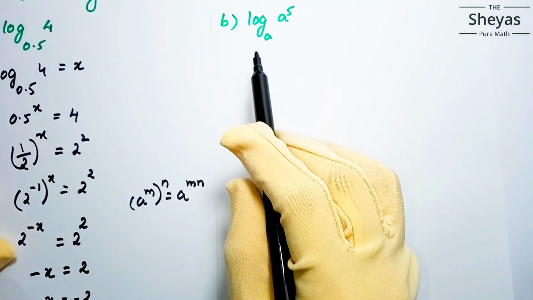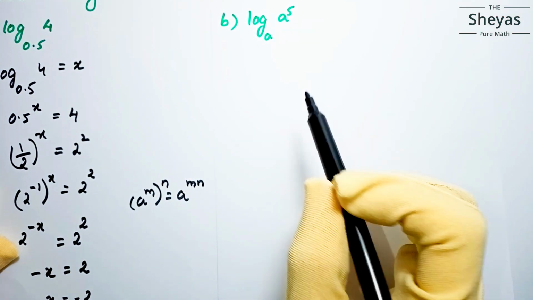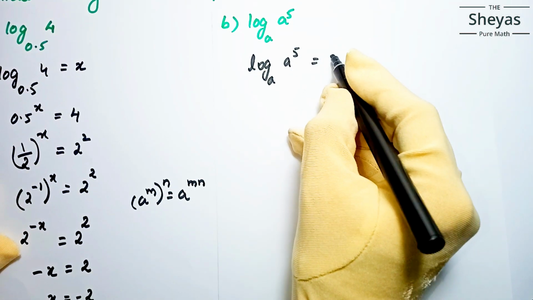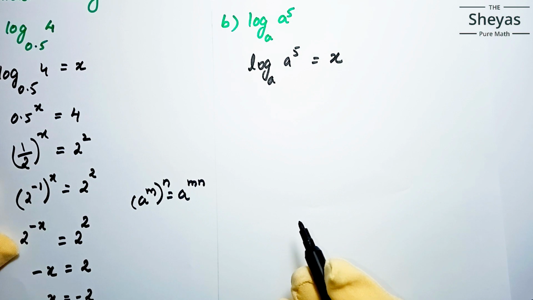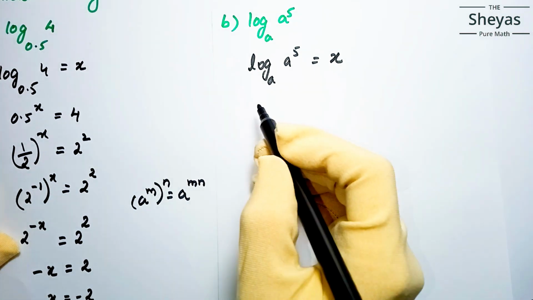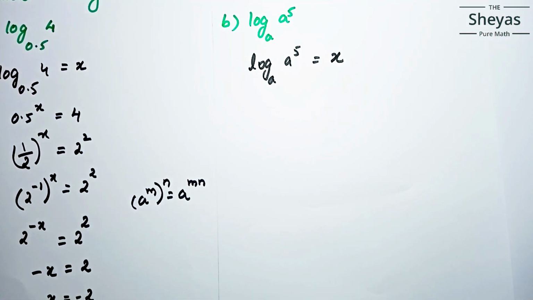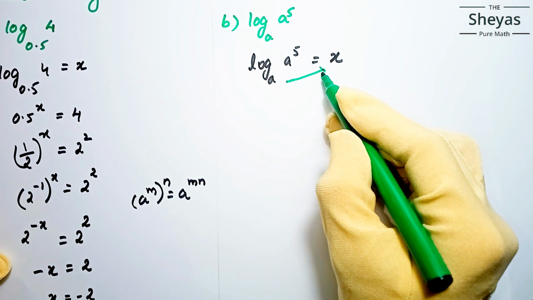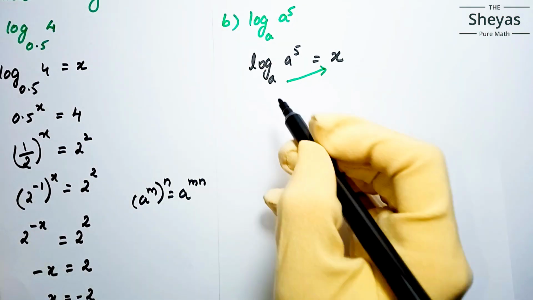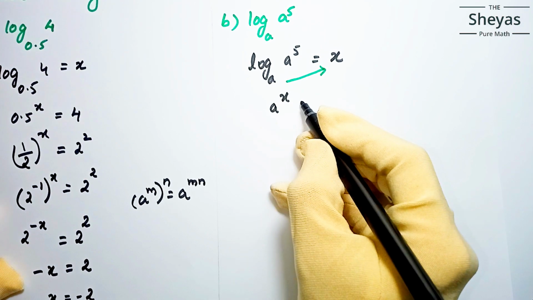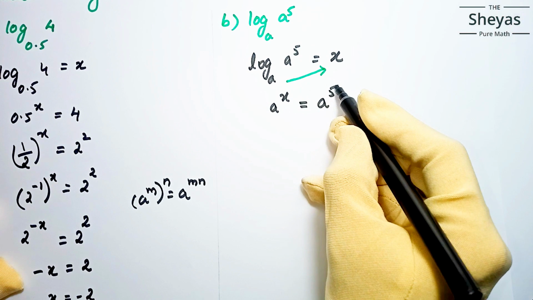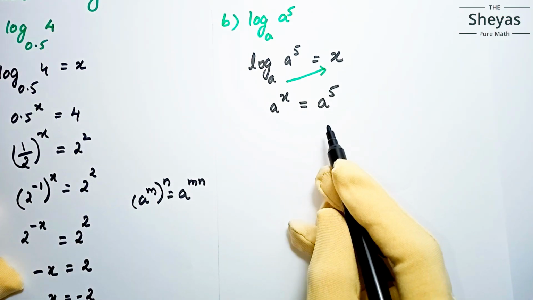Now we are going to find log to the base a of a power 5. We don't know this value, so let it be x. The same rule applies: you have to convert this to exponential form, keeping the arrow in mind. So a power x is equal to a power 5.